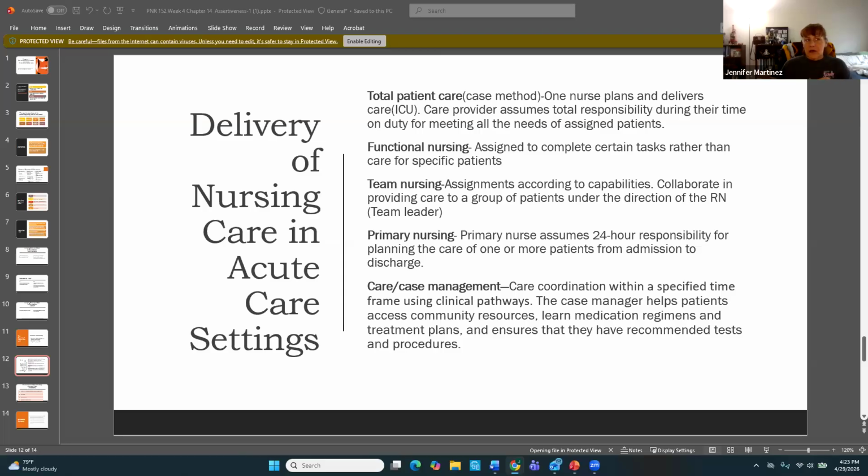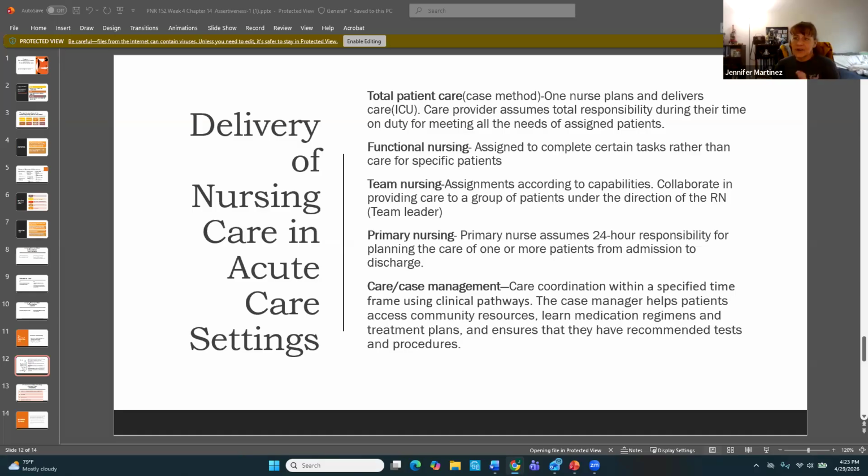Functional nursing is assigned to complete certain tasks rather than care for a specific patient. For example, somebody comes in and just does wound care for the day, or one person just comes in and passes medications for everybody. So it's certain tasks. Then primary nursing is 24-hour responsibility for planning the care of one or more patients from admission to discharge. And then we have care management, or case management.